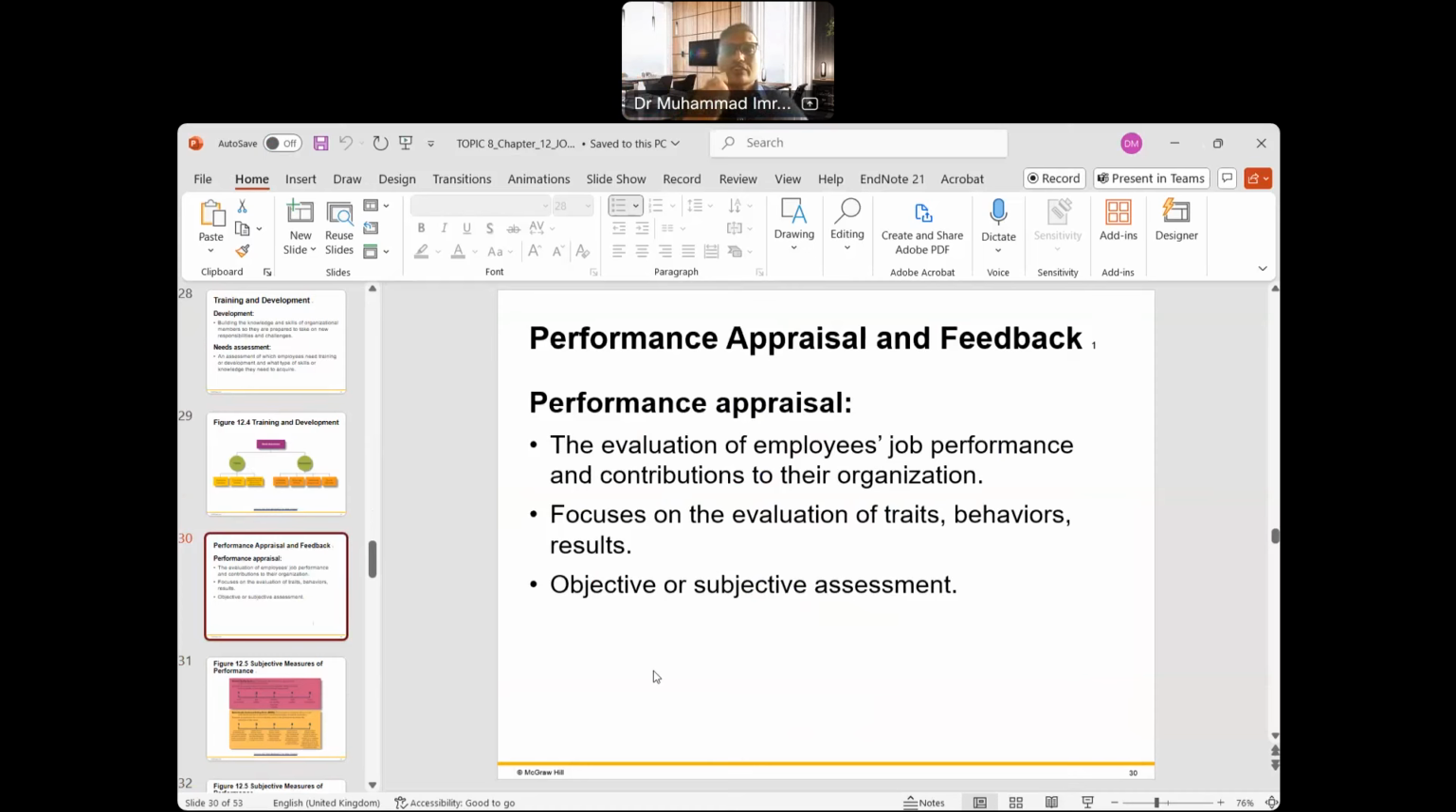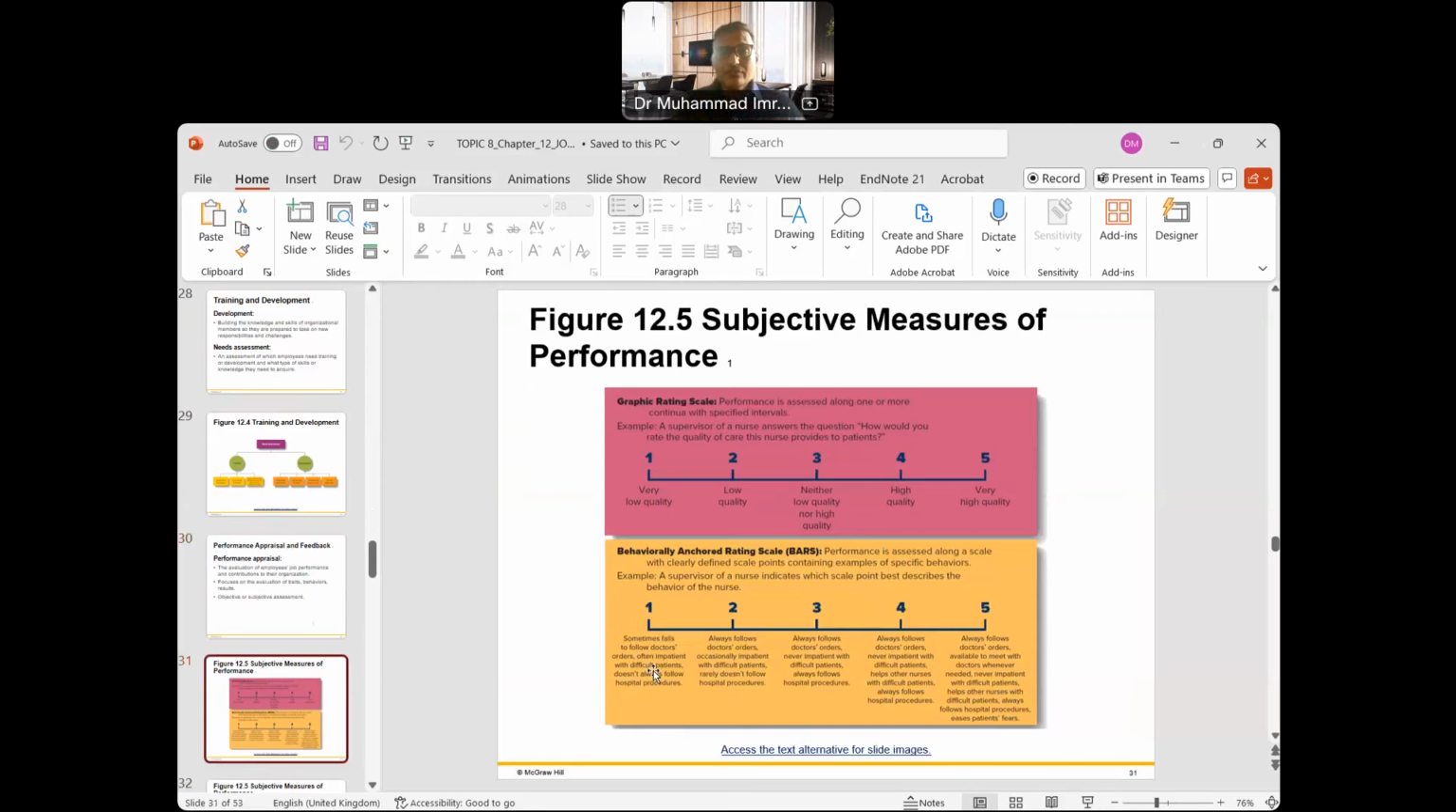Like the income statement and balance sheet of the organization, that is called objective measures, but mostly it's human characteristics, how we measure them. If we record that, it will also be objective. But we are measuring their performance through subjective assessment. Here are the different examples, different scales, by the way.